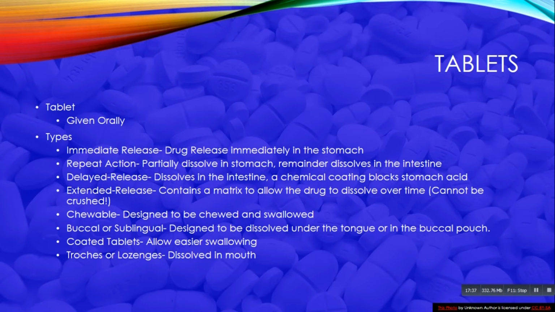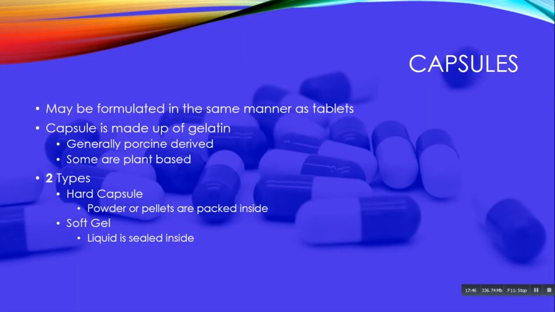Capsules, generally speaking, can be made in the same manner as tablets. You won't get the dissolvable ones, you won't get the chewable ones, but generally speaking, most of the dosage forms of a tablet will also follow into the capsule realm. Now, capsules are generally made up of some type of gelatin, either porcine derived, so pig derived, or they are plant-based, usually with fiber. So hypromellose, which is plant cell walls, for want of a better term.